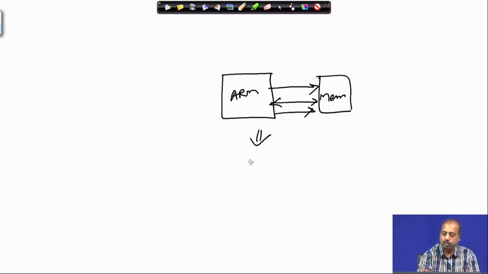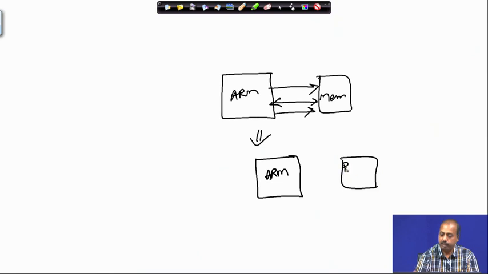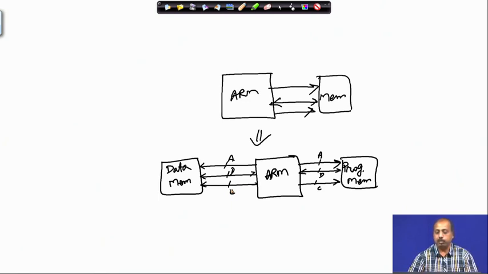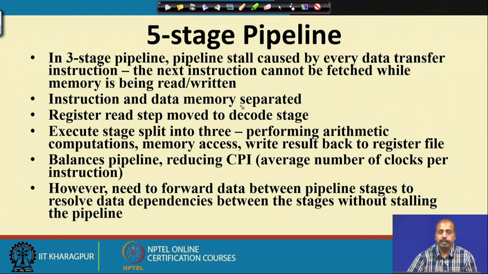Now, in the Harvard architecture, it is made like this. If this is the ARM processor, now we have the program memory and the data memory, which are separate. When the ARM is asking for program, it will access the program memory. It has the address bus, data bus and control bus for the program part, and similarly, it will have address, data and control bus for the data memory access. So, the two memories are separated, and the buses are also separate. You have the flexibility now that this data access will not hamper the fetching of the next instruction from memory. So, instruction and data memory are separated.